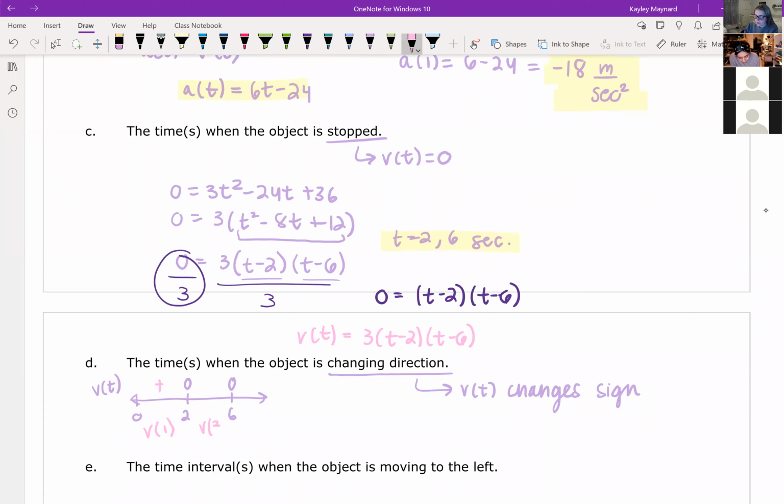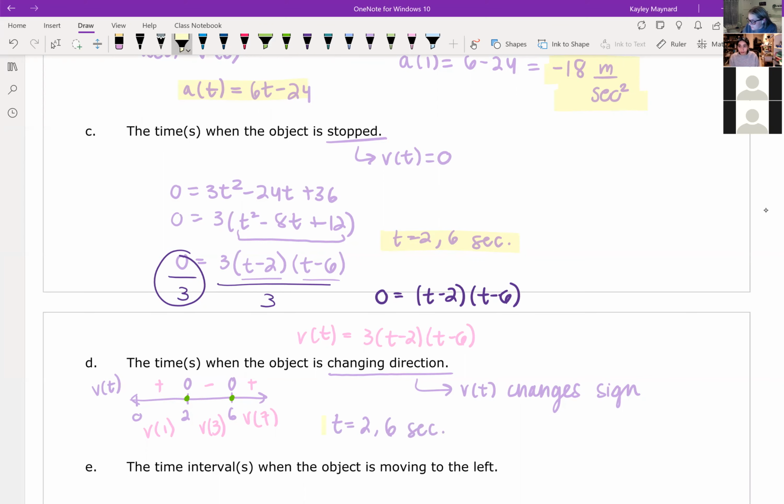So let's do v of 3 now for this second section. So let's plug 3 in here. So I get 3 times 1 times -3. So that's going to be a negative number. Okay, and then let's do 7 because 7 is in our last section. So if I plug 7 in, I get 3 times 5 times 1, which is going to be something positive. Okay, so actually our sign would switch where t is 2 and 6 because it goes from positive to negative, then it goes from negative back to positive. So our object changes direction where t is 2 and 6 seconds.